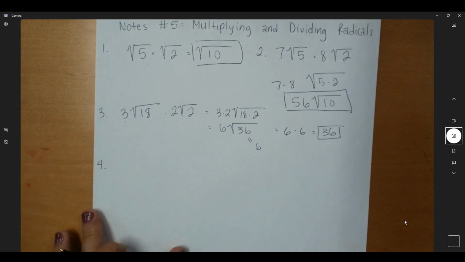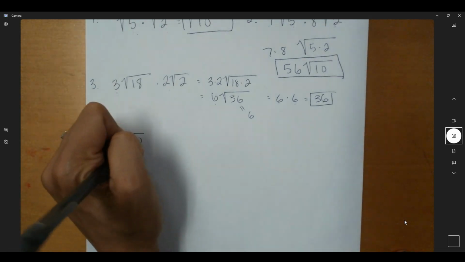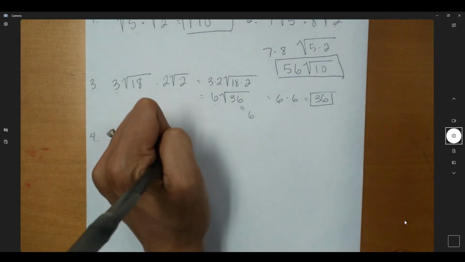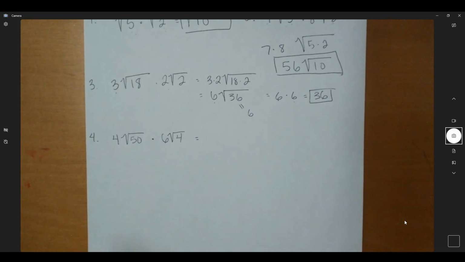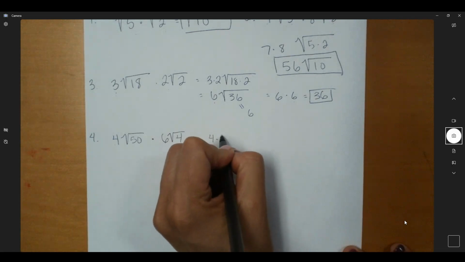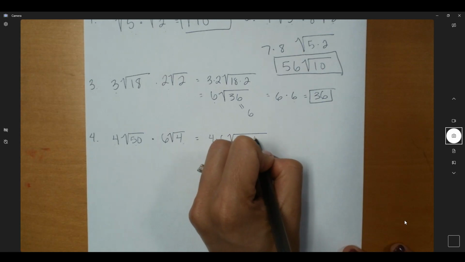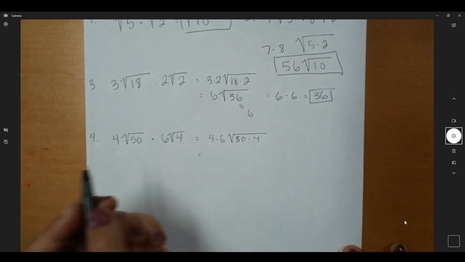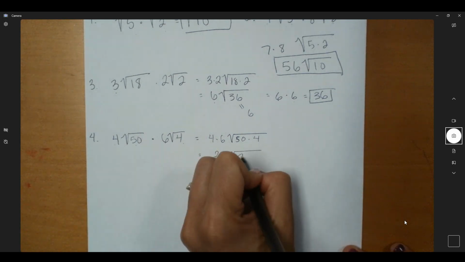For number 4, again, you can choose if you want to reduce first or multiply everything at once. I just like to multiply everything at once. It's easier for me. So 4 times 6 on the outside, and then inside the radical is 50 times 4. So that would give me 24 and 200.